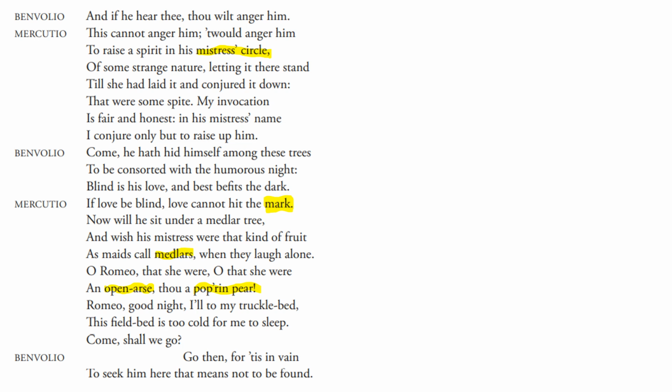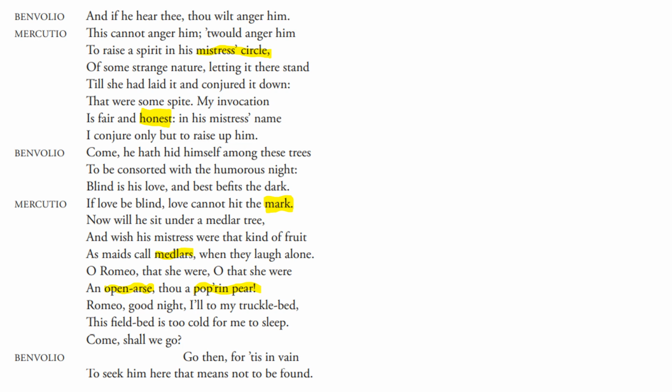We also have the idea of "my invocation is fair and honest." Like I said earlier, we have two meanings here. We have one meaning being that what Mercutio is saying about Romeo's love is correct and proper. And this is also a reference to a proper woman, the idea that a woman must be untouched, must be a virgin to be an honest and proper woman.